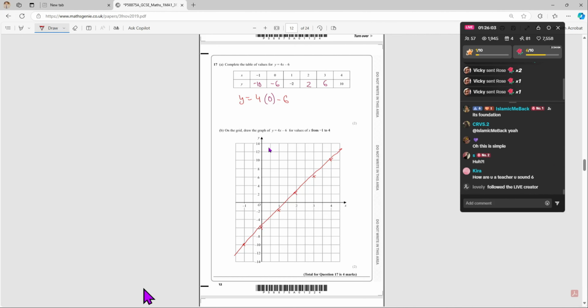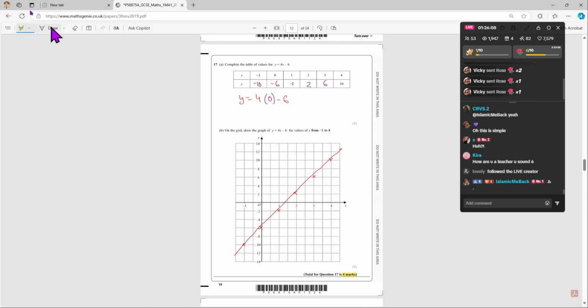So, do you guys get it? 4 marks as well.